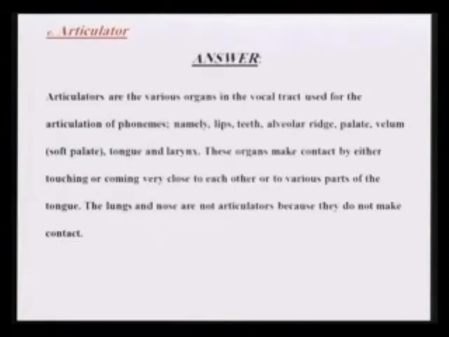What does articulator mean? Articulators are the various organs in the vocal tract. The whole area that we use in speech is called the vocal tract, used for the articulation of phonemes, namely lips, teeth, alveolar ridge, palate, velum. The velum has another name, soft palate, tongue and larynx. These organs make contact by either touching or coming very close to each other or to various parts of the tongue.